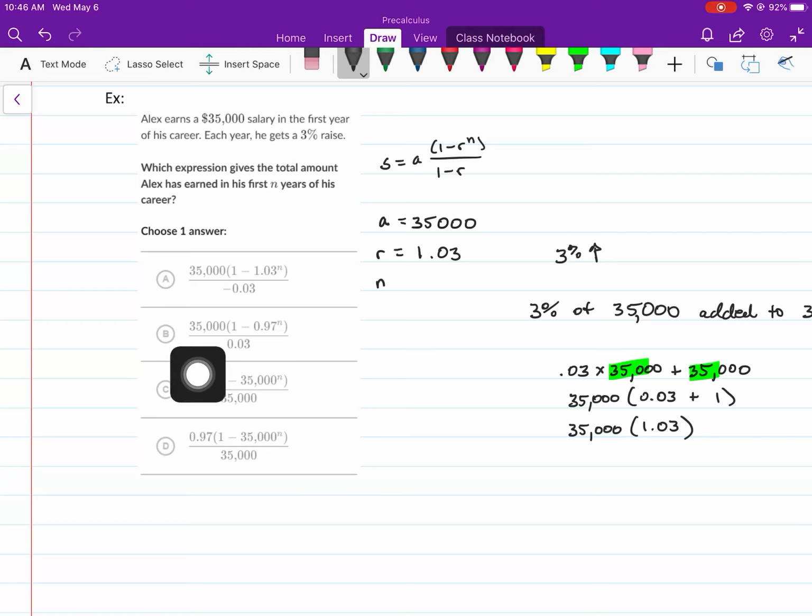So A is 35,000, so we want that in the front, so you know C and D are out. And then from there, 1 minus 1.03. Remember, a 3% deduction would be the 0.97. And then to the nth years, and then divided by 1 minus 1.03. Well, 1 minus 1.03 is negative 0.03.